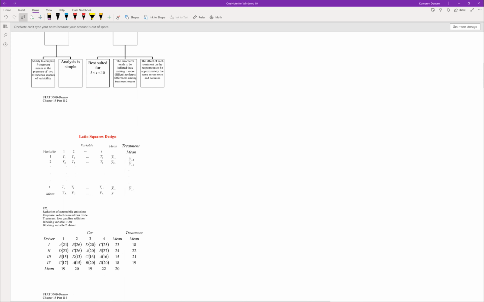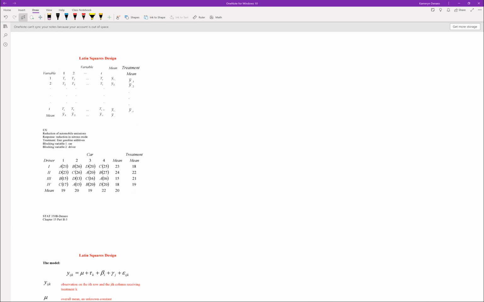All right, so suppose we have two different variables, and we're going to have t different groups in the rows and t different groups in the columns. Essentially, for variable 1, we have T1 through T sub t. But then the second row is going to start at T2, go all the way up to T sub t, and then go to T1. This guarantees that we have each of the treatments only once in every row and column.